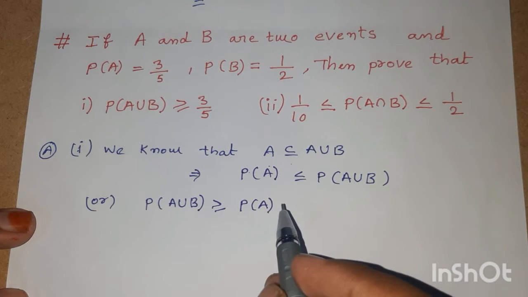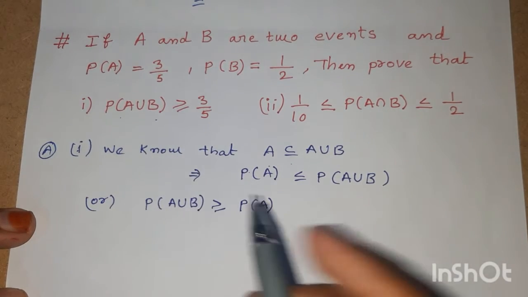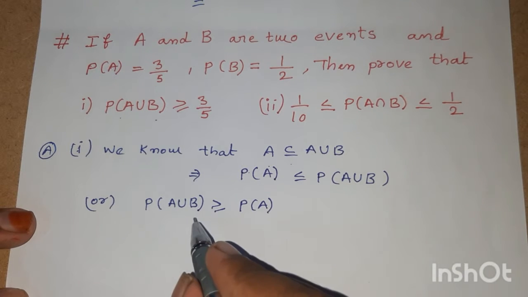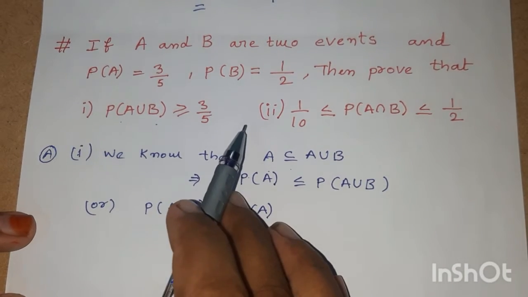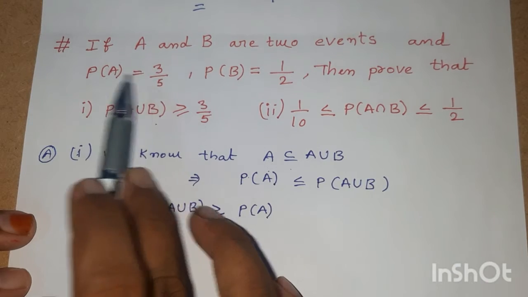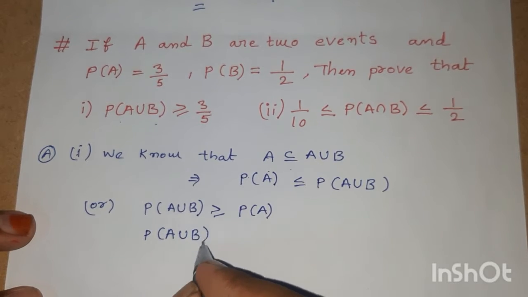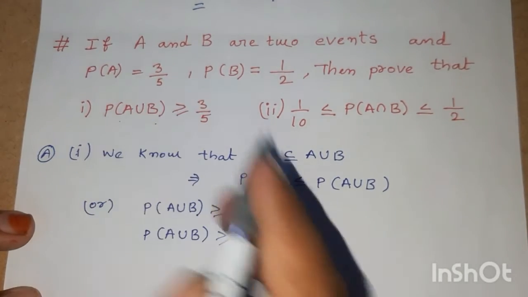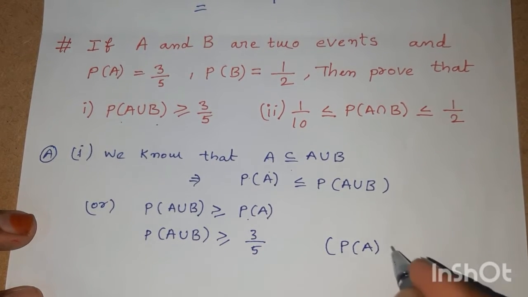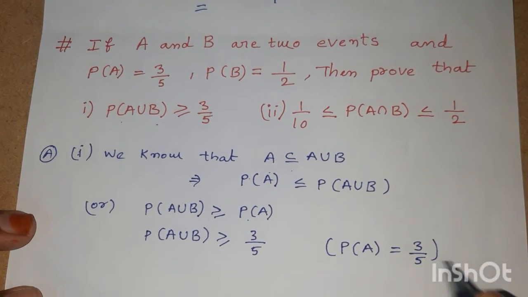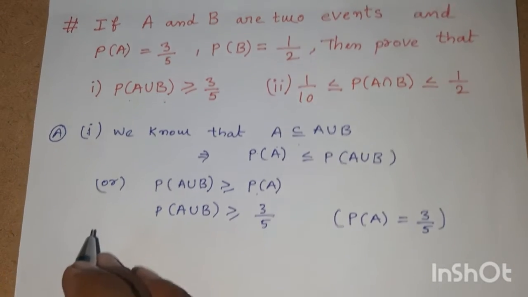Here, to show that P(A ∪ B) is greater than or equal to 3/5: given that P(A) is equal to 3/5, therefore P(A ∪ B) is greater than or equal to P(A), which means 3/5. The first problem was cleared. Let us go to the second one.